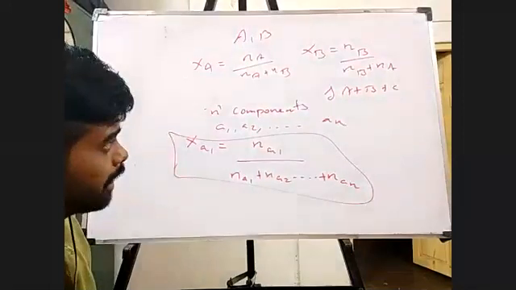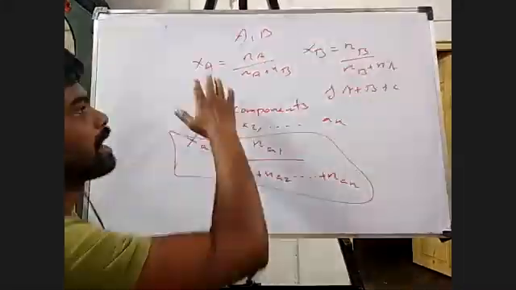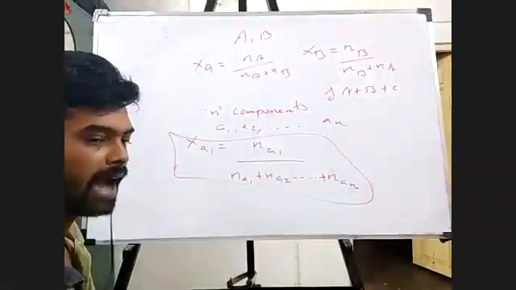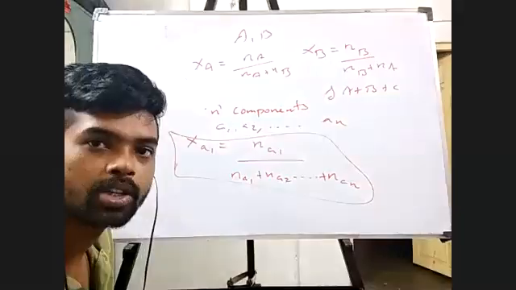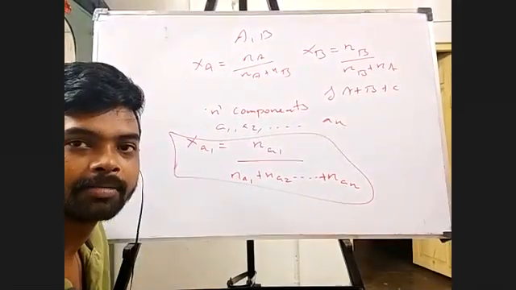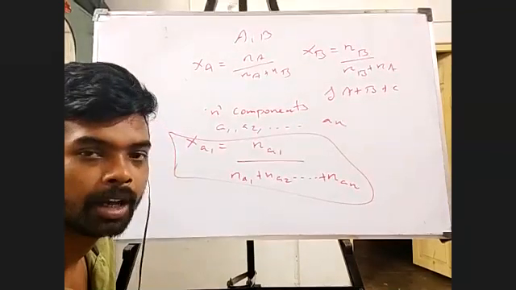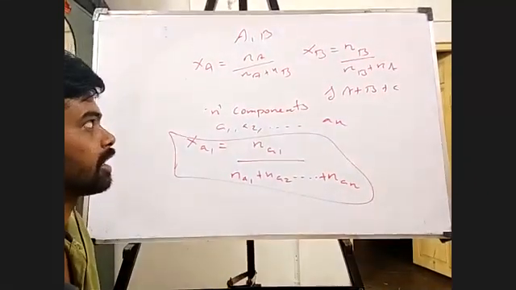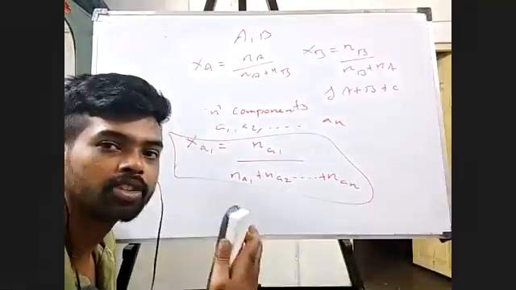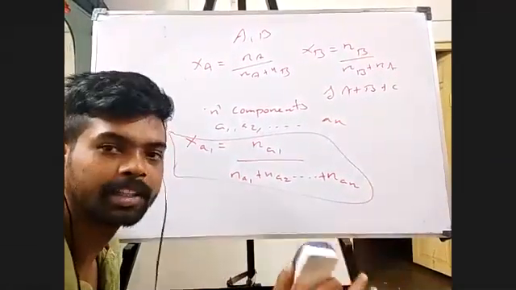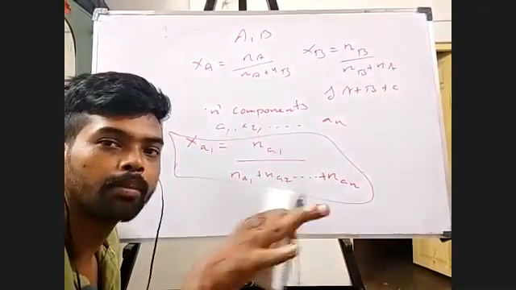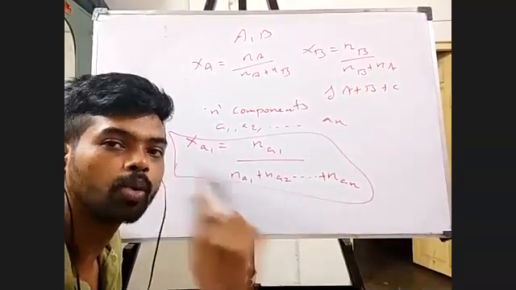Understood? Right. Now what we do is just add these two. If I add XA and XB, what should I get? Tell me. 1. Exactly. Correct. So if I add the mole fraction of all the components present in the mixture, the total sum of all the mole fractions should be equal to 1.